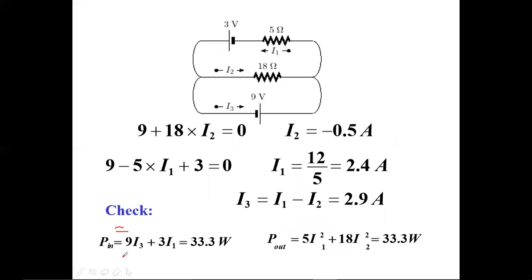There are two sources. One is a 9 volts battery, one is a 3 volts battery. For finding the power of this 9 volts, you require current, right? So what about this current? The power of this battery is nothing but 9 volts into I3, right? Plus what about this second input? 3 volts into I1. So there are two inputs. How many loads? 5 ohms and 18 ohms.